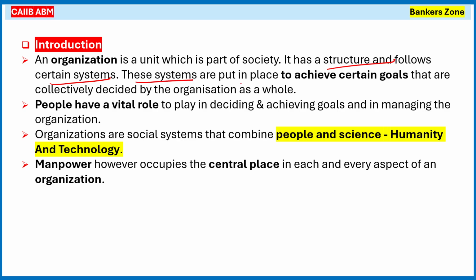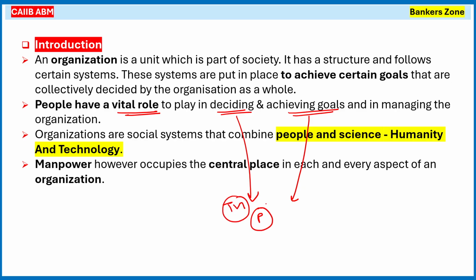These systems are put in place to achieve certain goals that are collectively decided by the organization as a whole. So obviously, every organization has its own goal and objective, right? To achieve that objective, everyone works in the bank, in the organization. So people have a vital role to play in deciding and achieving the goal. Who is deciding the goals? Who is achieving the goal? Obviously, people. It may be the top management deciding the goal, and the lower management, we all are working to achieve that goal, right? So obviously, what is the important thing? People in the organization have the vital role.